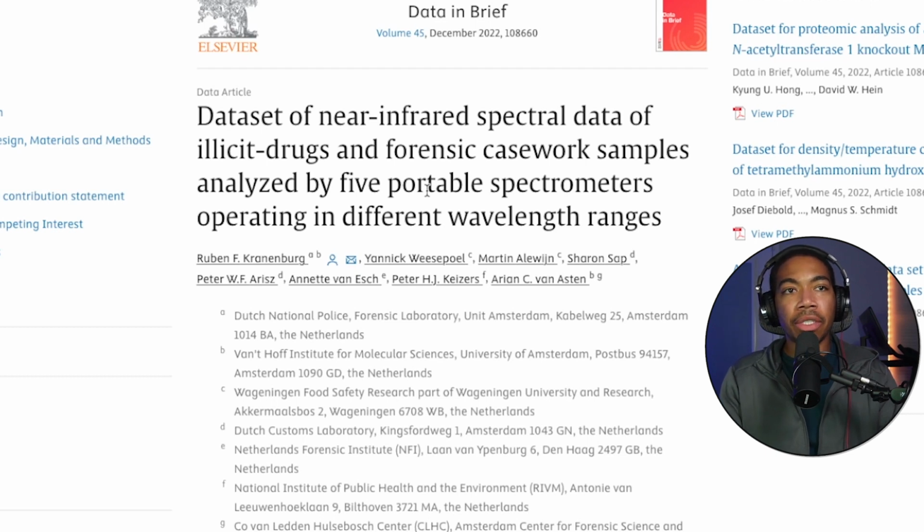They have many publications in this space if you want to understand not just spectroscopy, but also some spectrometric approaches as well. And so they have a data set of near-infrared spectral data of illicit drugs and forensic casework samples analyzed by 5 portable spectrometers operating in different wavelength ranges.